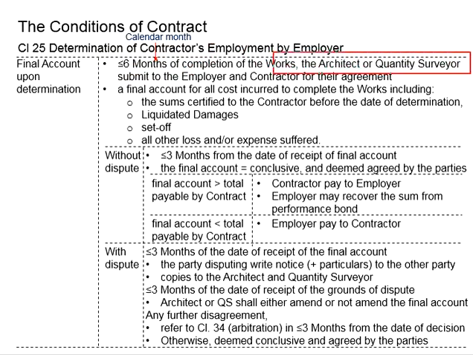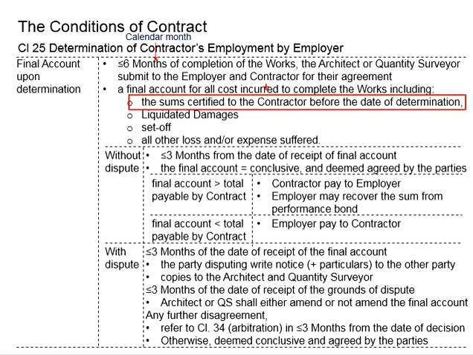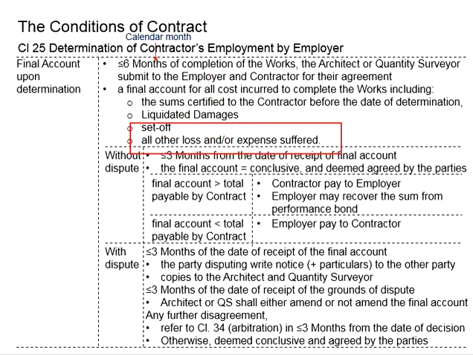The architect or quantity surveyor will submit to the employer and the contractor for their agreement. This final account should include the sum certified to the contractor before the date of determination, the liquidated damages incurred by the contractor, the amount set off by the employer, and all other losses or expenses suffered by the employer due to the determination of the contractor's employment. These final accounts are sent to both the employer and the contractor.